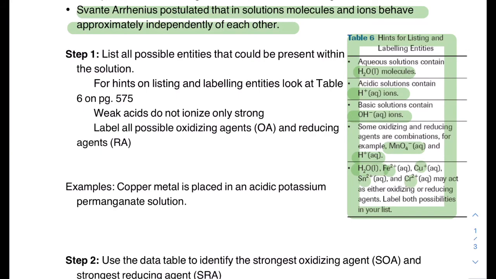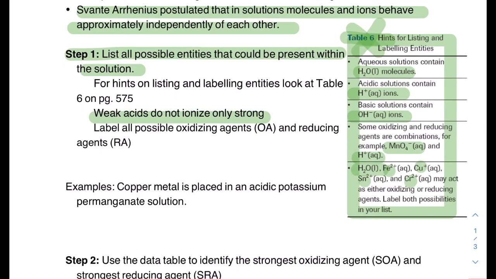So we're just going to go through the steps for writing a redox reaction. The first thing we're going to do is list all possible entities that could be present within the solution. Use this table here for hints, and also remember you're thinking about your cations and your anions. Remember, weak acids do not ionize, so they are not going to break up into H+ and whatever the anion is. It is only strong acids that we're going to ionize, and we'll practice this more in the next lesson.